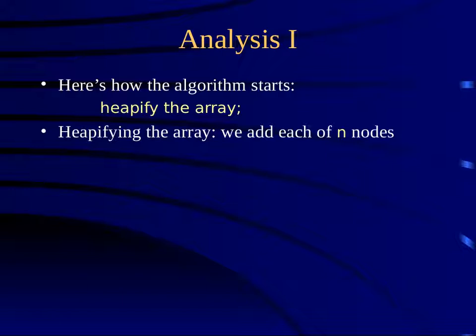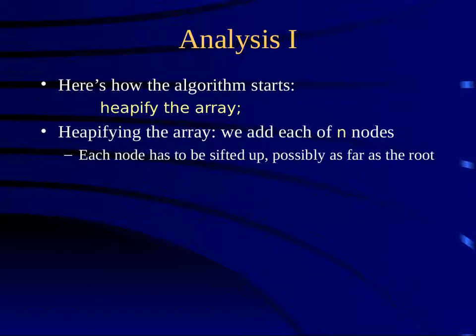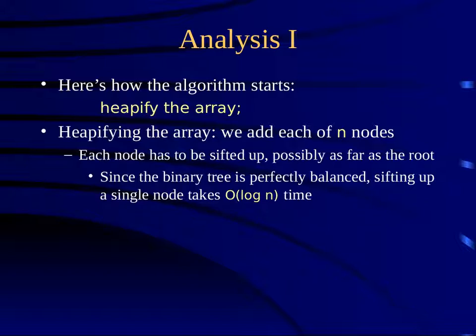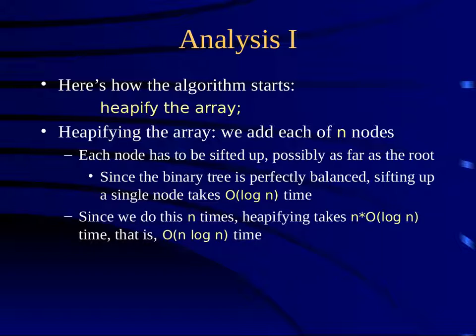All right, so heapify the array. Heapifying the array, we add n nodes. Each node has to be sifted up, possibly as far as the root. Since the binary tree is perfectly balanced, sifting up takes log of n time. Notice that is the big difference between the heap and the conventional binary search tree we've talked about so far. The binary search tree could devolve into a linked list where everything goes along the left or goes along the right. That could happen. But in a heap, that cannot happen because of how we're doing sifting, or how we're creating it. So we're guaranteeing log of n time. Since we're doing this n times, one for each element, and there are n elements, heapifying takes n log n.